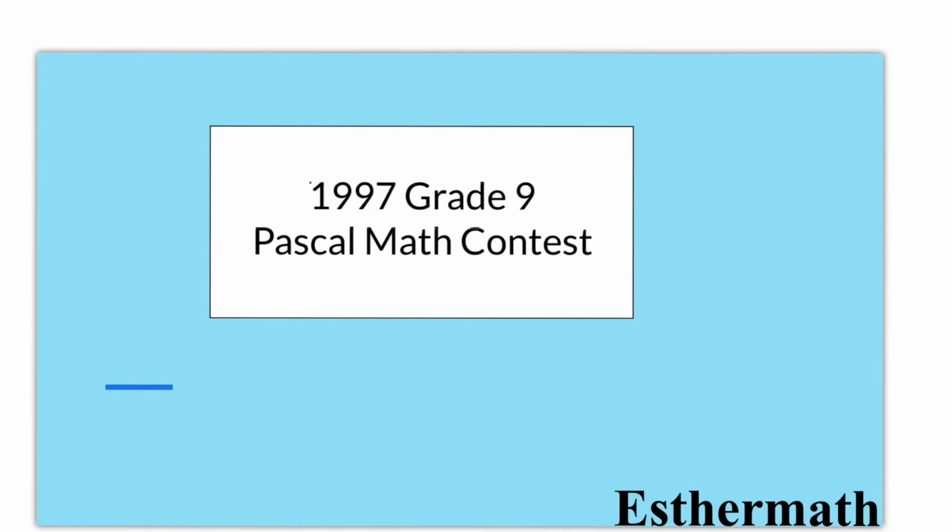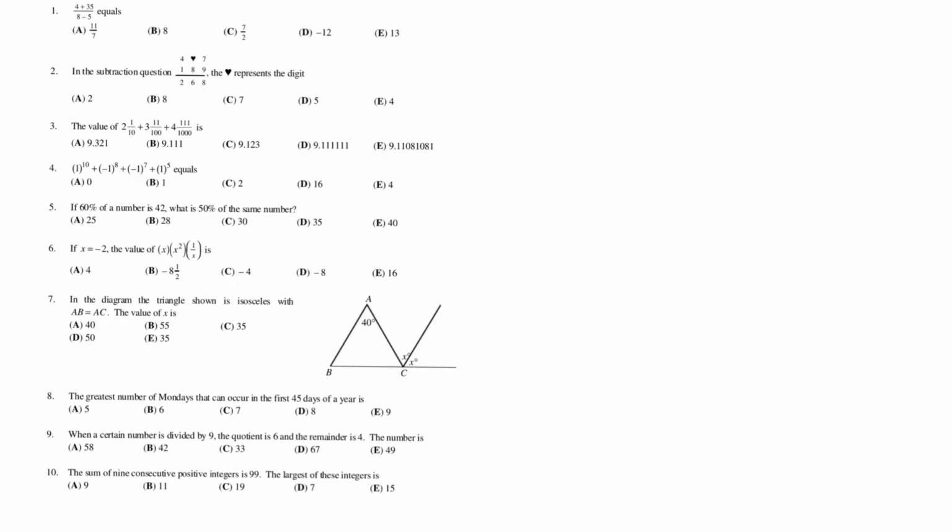1997, Grade 9, Pascal Math Contest. Number 1: (4 plus 35) over (8 minus 5). The numerator: 4 plus 35 is 39. The denominator: 8 minus 5 is 3. So 39 over 3, cancel 3: 13. The answer is E.